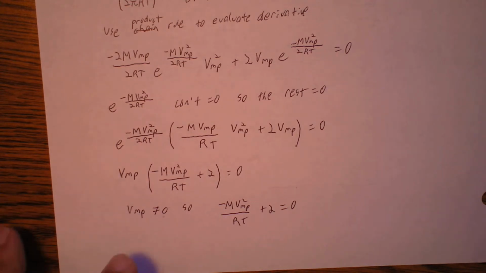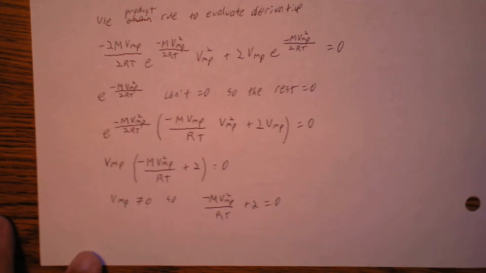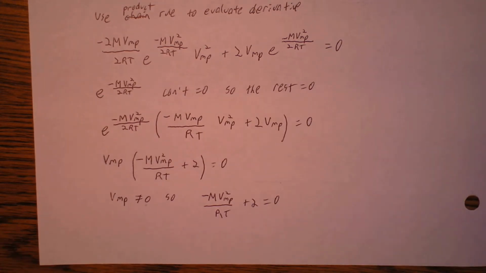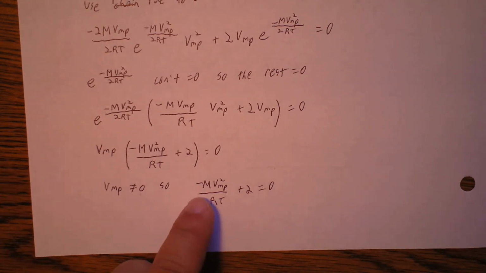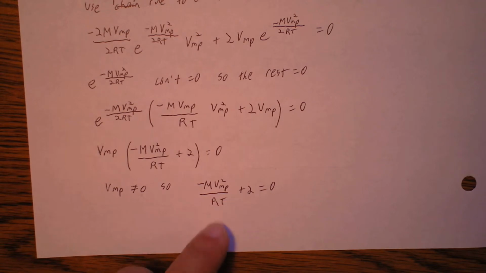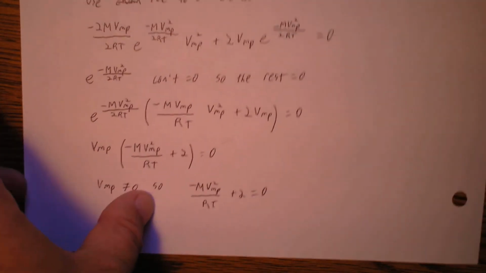is equal to 0. Now, of course, there's the trivial case, in which case the most probable speed is 0. But then you're just at a temperature of absolute 0. So that's obviously not what we're looking for. That won't give us the function we need. So we're going to say the rest of this term is 0. So minus the molar mass times the most probable speed squared over RT plus 2 is equal to 0.